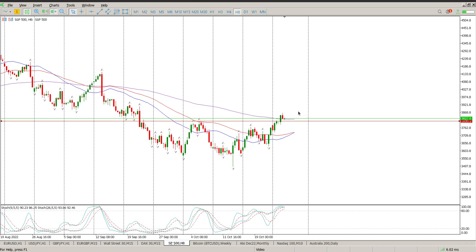So we don't quite have crossovers just yet on the moving averages, and we are also extremely overbought at the moment. But we can stay overbought for extended periods of time, or oversold. So don't take that as an indicator of exactly what's going on just yet.